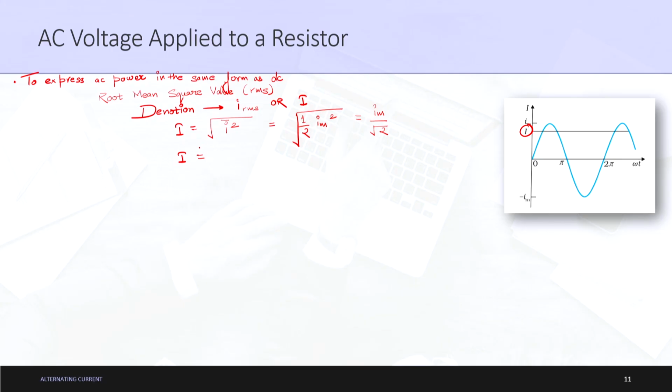Okay. So what is capital I? Capital I is nothing but equal to 1 by root 2, which is nothing but equal to 0.707 Im. Okay. That being said, now let me write again the average power value.